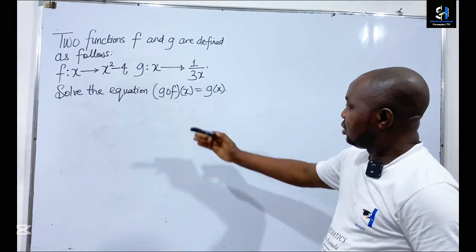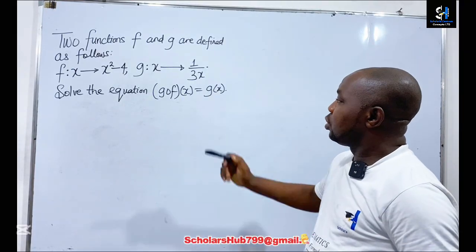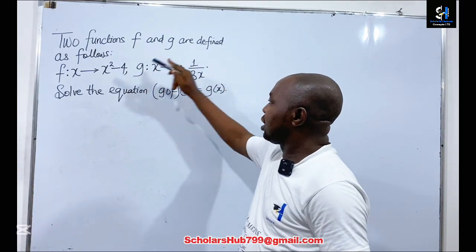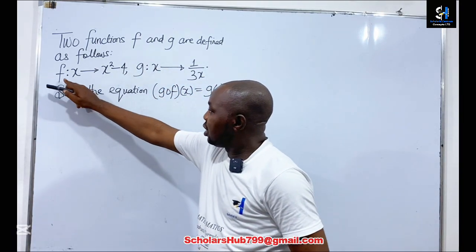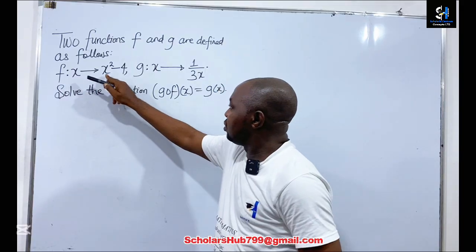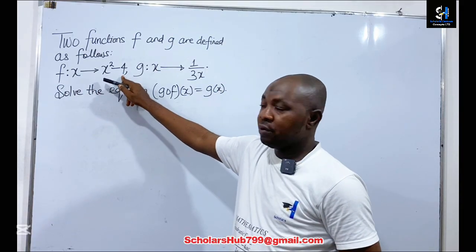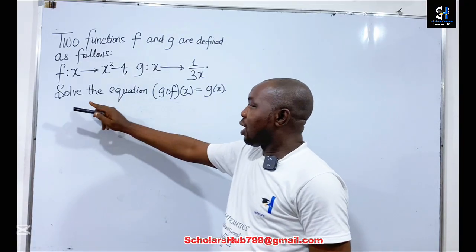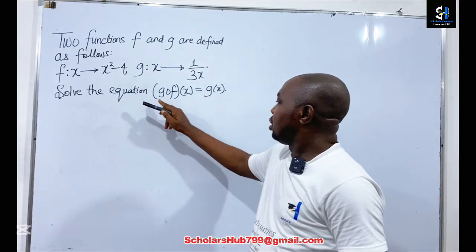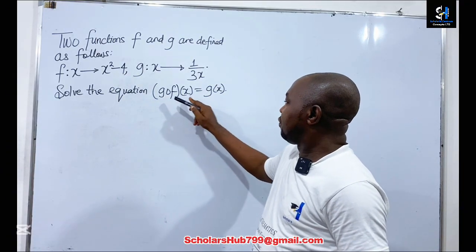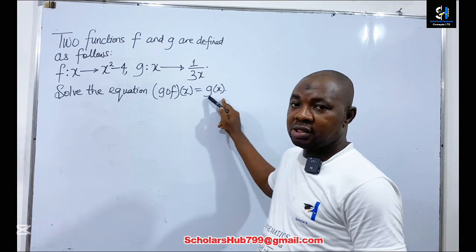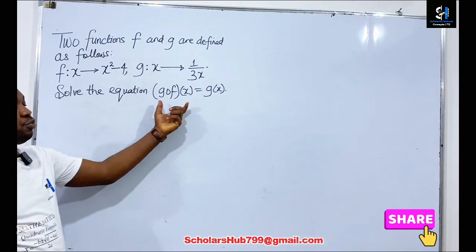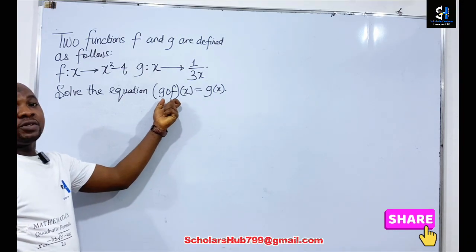Let's solve this equation. The question says two functions f and g are defined as follows. We are given f of x is x squared minus 4, g of x is 1 over 3x. Then we are asked to solve the equation: the composition g f of x equals g of x. All right, so the first thing to do is to write the expression for the composition of g f of x.